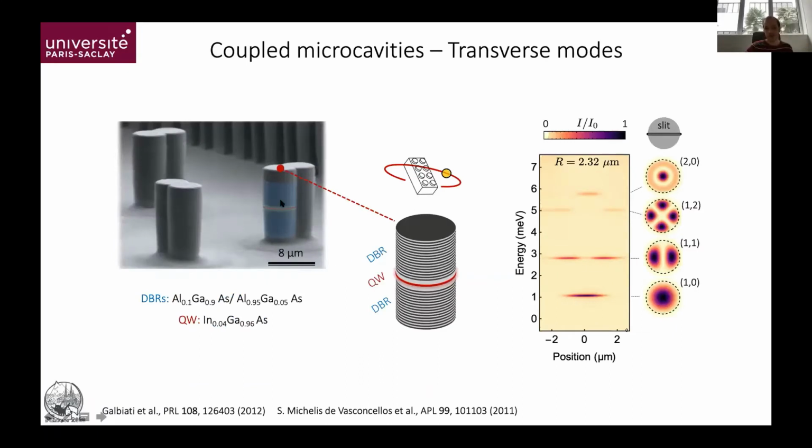So the fundamental building block for these coupled microcavities is the micropillar resonator, where light is essentially vertically confined by the presence of two distributed Bragg reflectors, and is laterally confined by the high refractive index contrast between the semiconductor and air. This results in discrete eigenmodes, which we can resolve in energy and position resolved photoluminescence experiments.